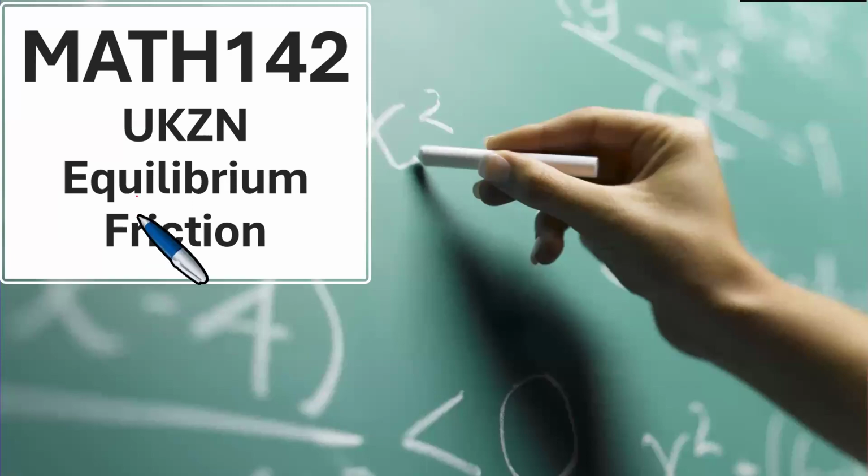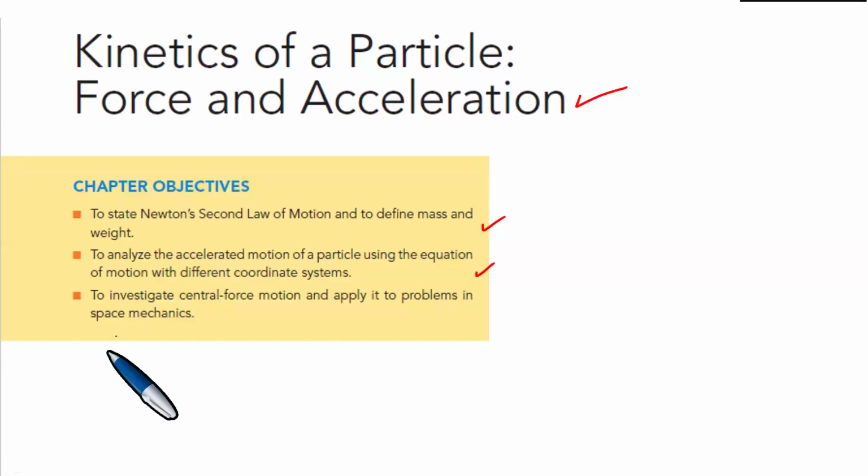In this lesson, we focus on Math 142 UKZN edition: equilibrium, friction, and a lot more. We focus on the kinetics of a particle, force and acceleration. Chapter objectives: to state Newton's second law of motion and to define mass and weight, to analyze the accelerated motion of a particle using the equation of motion with different coordinate systems, to investigate central force motion, and apply it to problems in space mechanics.